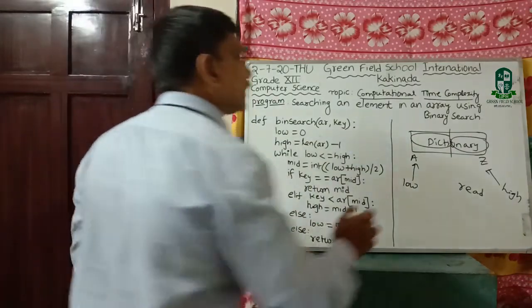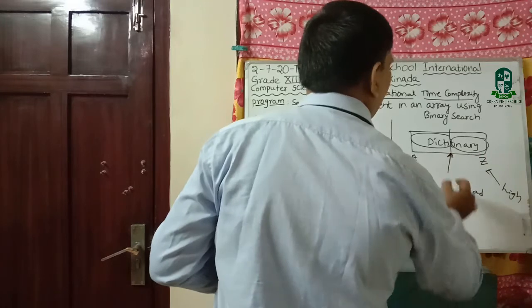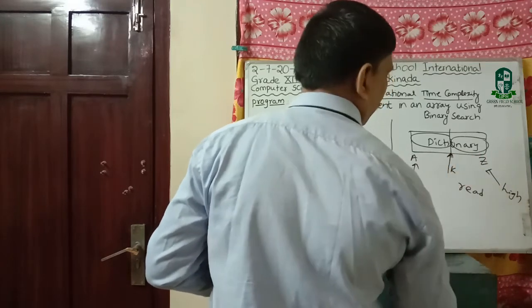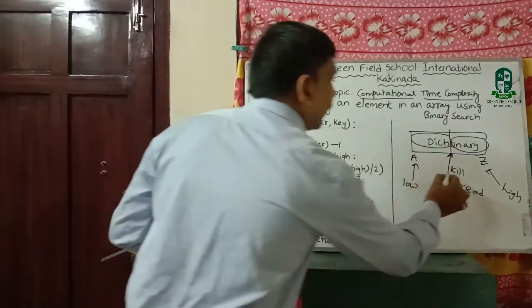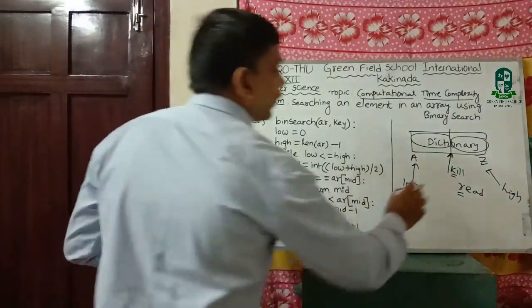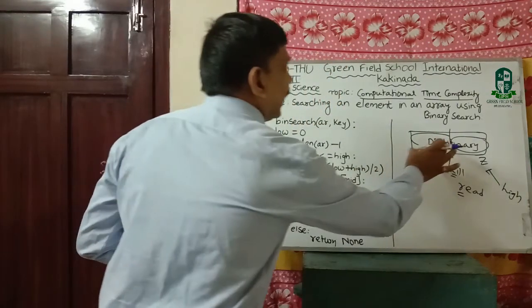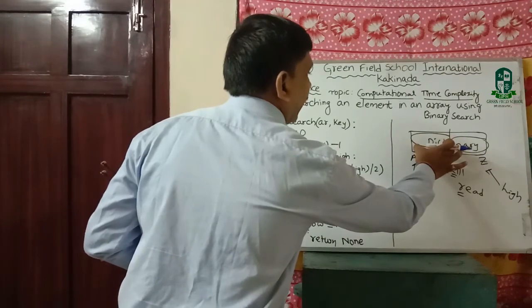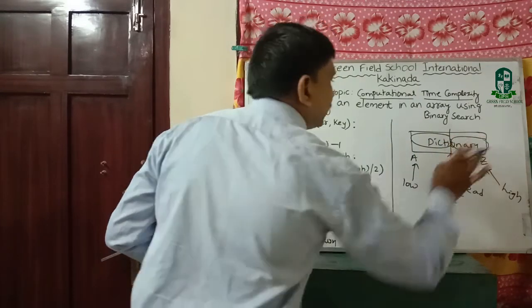See here, in this subproblem, the middle keyword is K. So we compare this K with R. R is greater than K, that's why we search the upper part. All these words from A to K are below K, and these are the words from K to Z, above K.